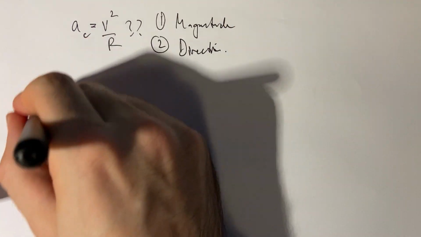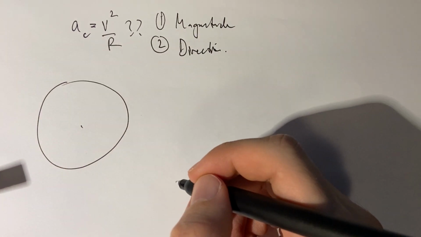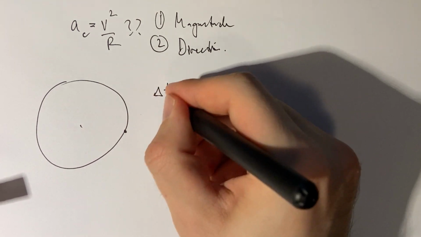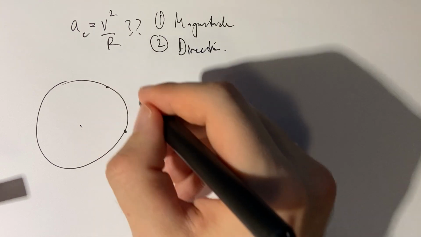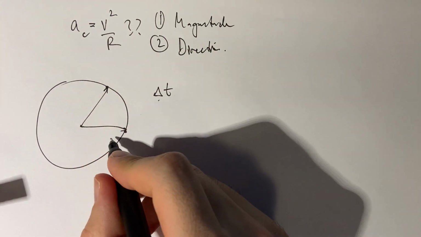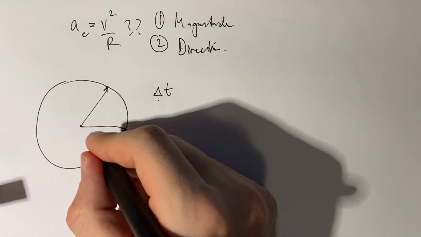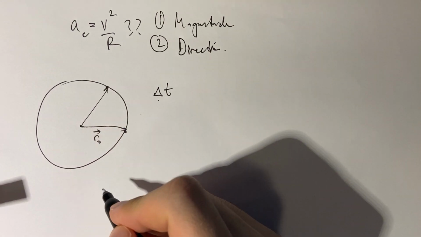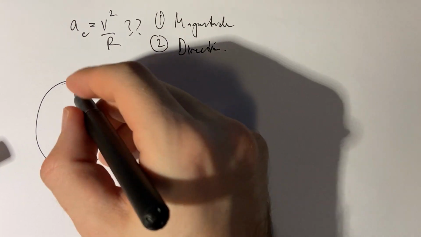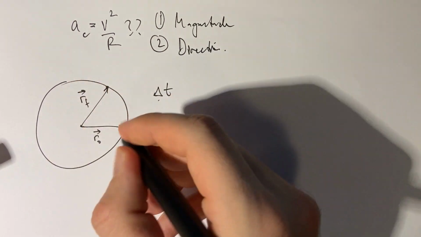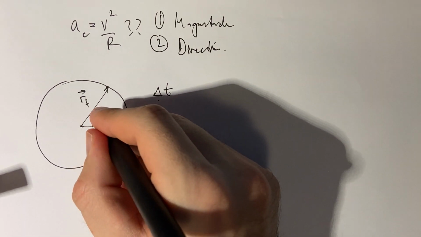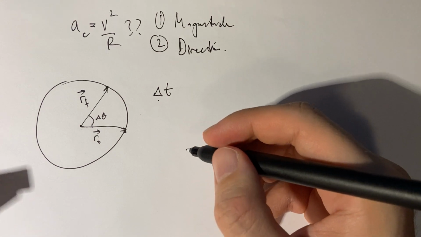So consider we have a circular motion just like this, and an object being here, and after a while, call it delta t, ending up over here. So what we have is first a position vector here. We can call it r0, an initial position vector, and then after a while we have a final position vector here. We can call it rf, and this angle will of course change. We can call it delta theta.